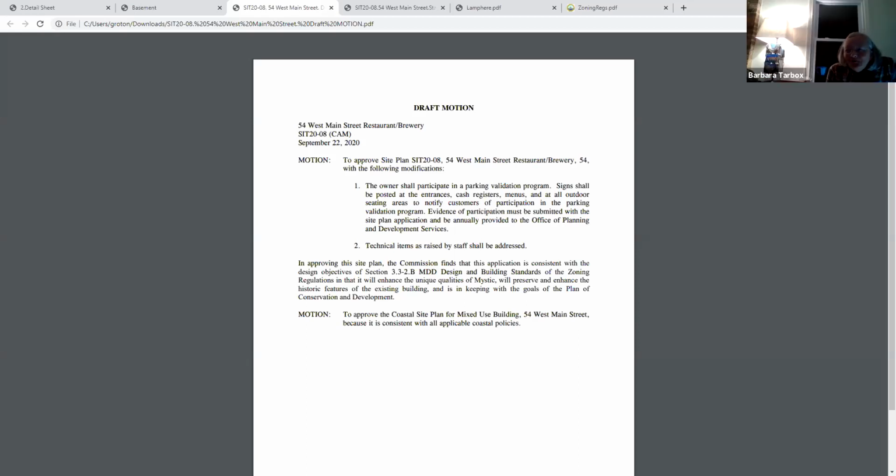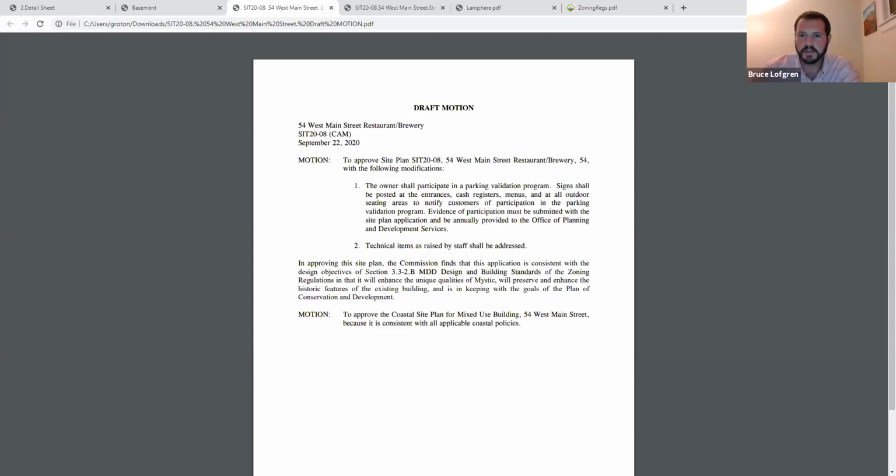I'm voting no. Okay. Any abstentions? Then the motion is carried, 4 in favor, 1 opposed. Barbara Tarbox is opposed. All right. Moving on. Old Business: Conservation Commission draft.